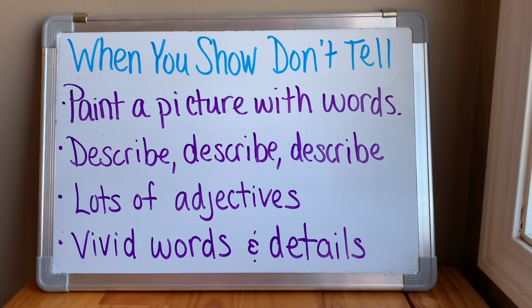Here are a few suggestions to help you show, don't tell in your writing. Remember to paint a picture with words. And in order to do that, you want to describe, describe, describe. You want to use lots of adjectives and incorporate vivid words and details. The more you do these things, the more your writing will show instead of tell.